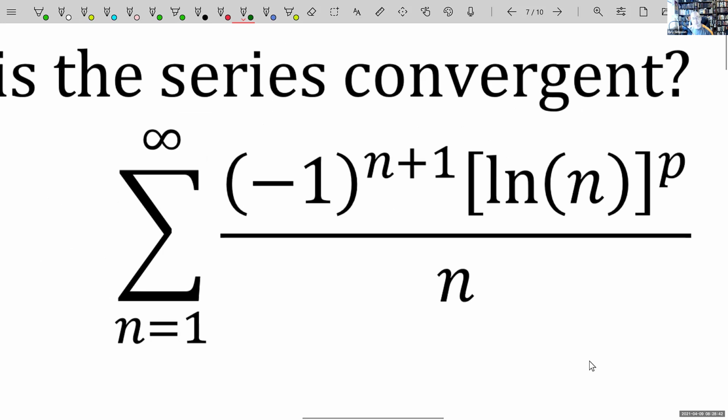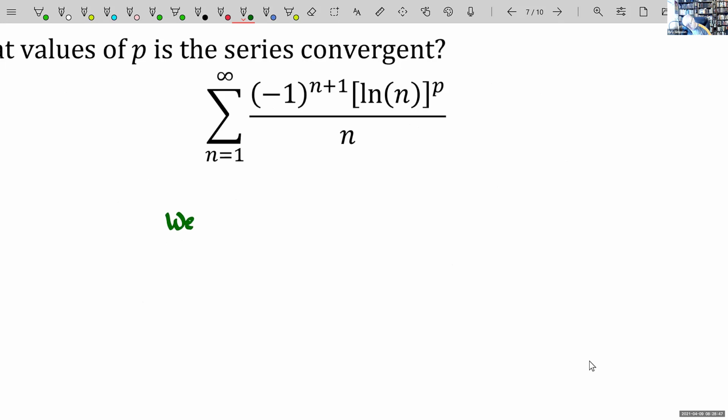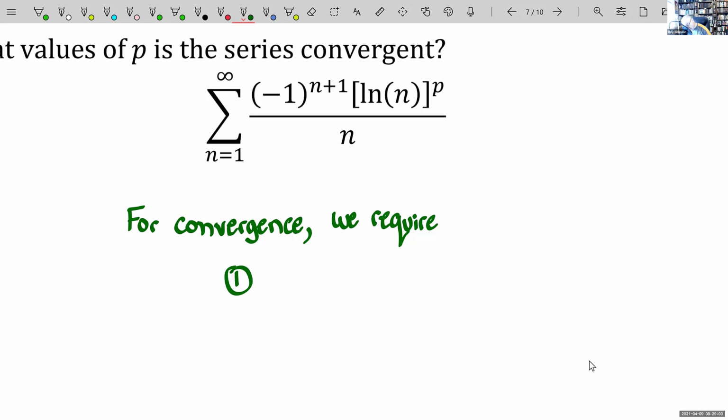And this is (-1) to the n plus first, so it's alternating. So we require, maybe I should write it this way, for convergence, we require, one, that the limit as n tends to infinity of the non-alternating factor, which is going to be the natural log of n to the pth power divided by n, we require that to be 0.